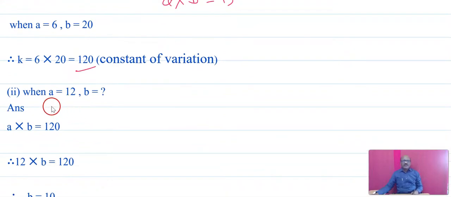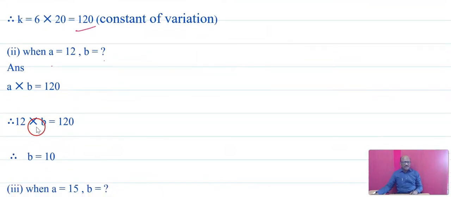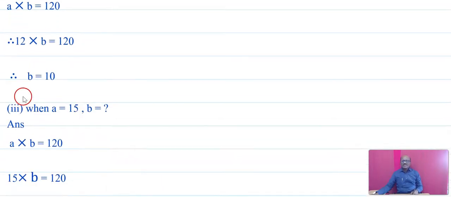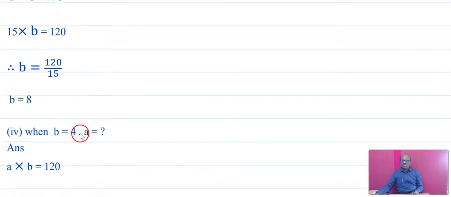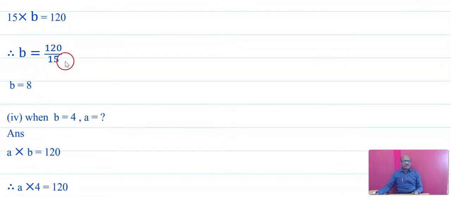Now when a is equal to 12, what is the value of b? The equation of the variation is a into b is equal to 120. The value of a is 12, so 12 into b is equal to 120. Therefore b is equal to 10. When a is equal to 15, find the value of b. Therefore a into b is equal to 120. 15 into b is equal to 120, and hence b is equal to 120 upon 15, so b is equal to 8.